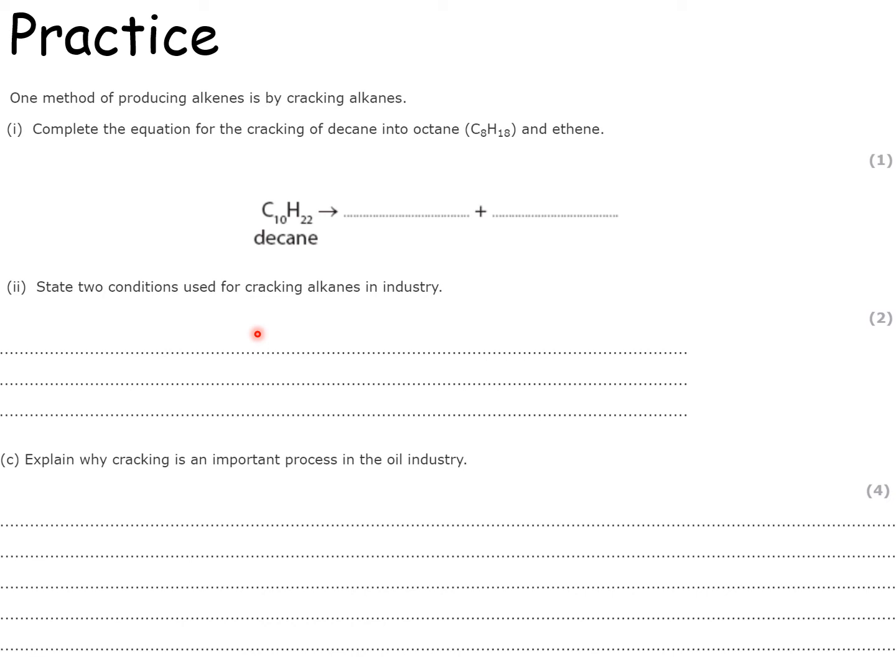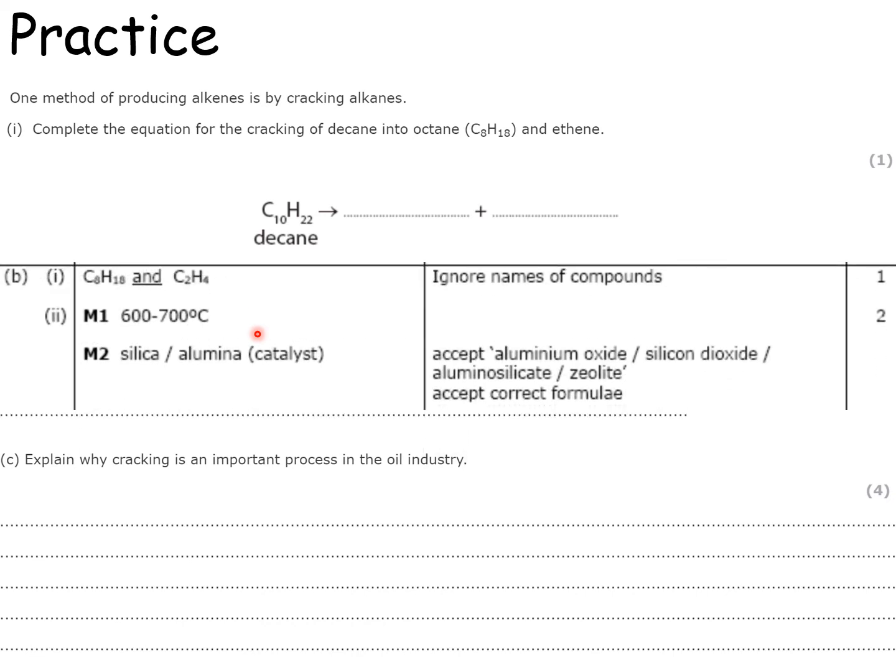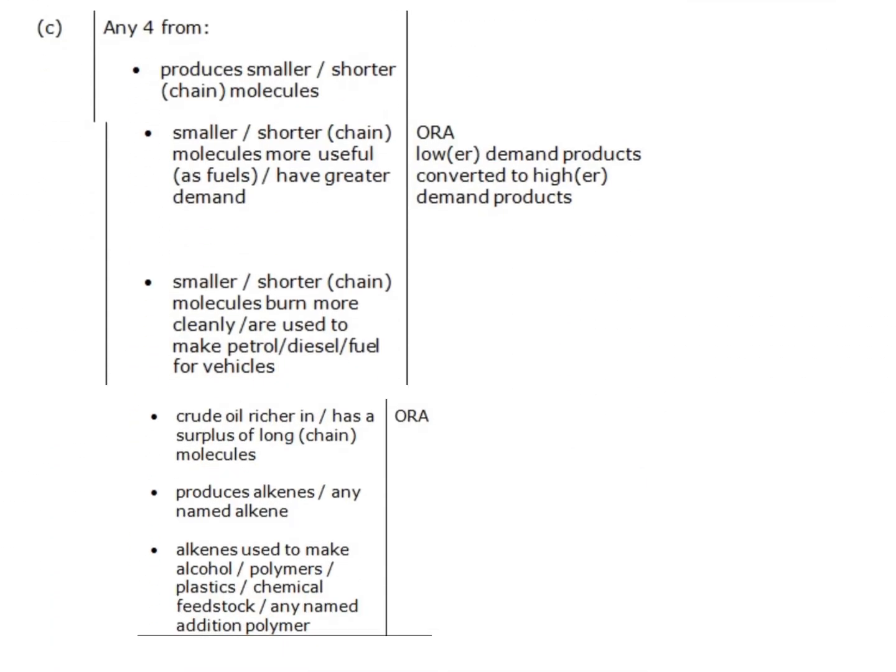Okay, so for decane, your answer is this, and these two. Remember, you always get an alkane and an alkene. You could get more than one alkene though, so just make a note of that. And then your conditions are there. Cracking is important because of any of these two reasons.